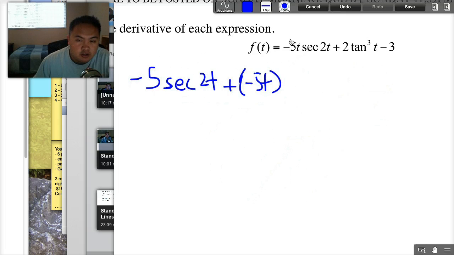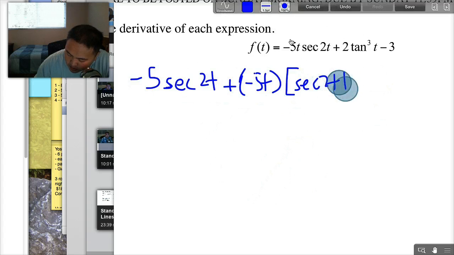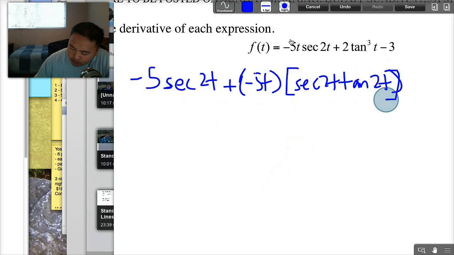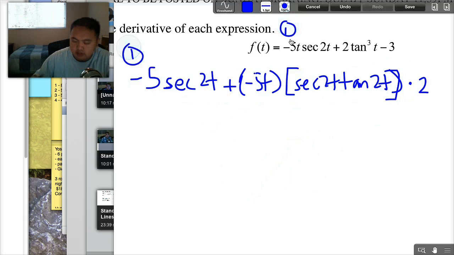The derivative of the outside function, the derivative of secant, if you look at your table, or if you remember, is secant tangent. So this is secant 2t tangent 2t, multiplied by the derivative of the inside, which is, the inside function is 2t, multiplied by 2. Okay. Now, I'll label this number 1. That's the derivative of the first piece.